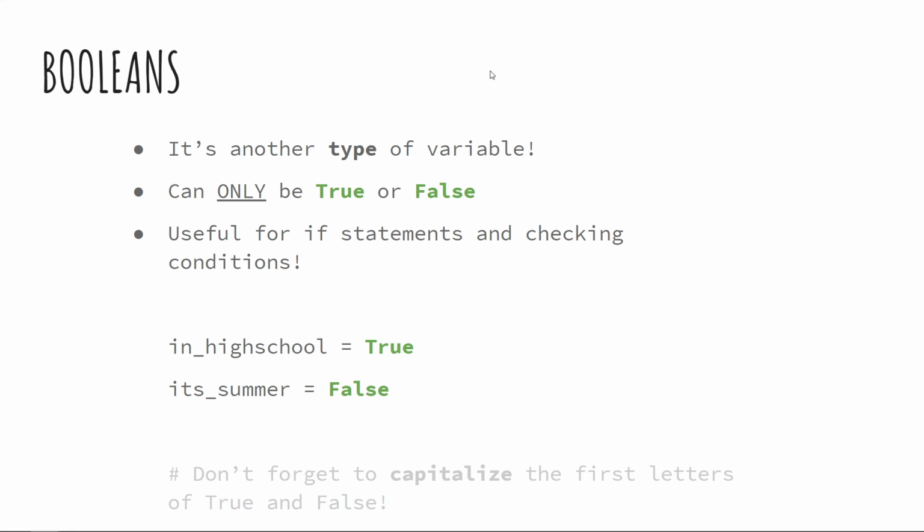So below, on the lower half of the slide, you can see a couple of Boolean assignments that should be true for all of you. So we have in high school, which would be true, and notice that's a capital T. And we have it's summer, which is false. It's currently fall, getting into winter. And again, capital F on false. So those will not work if you have a lowercase t or lowercase f in true or false.